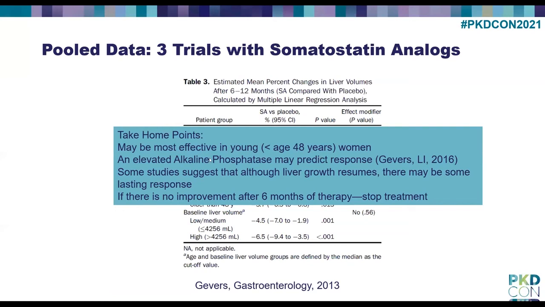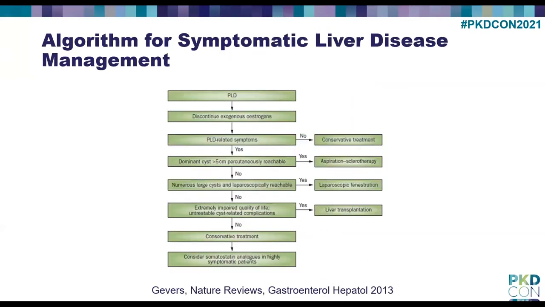One of the blood markers called alkaline phosphatase may predict who responds. So if the alkaline phosphatase is high, that might be a signal that that person is likely to respond to therapy. And then after the drug is stopped, the liver growth resumes, but there may be some lasting response. So that's something really to follow up on. And really for people who are very uncomfortable, who want to try this, we sometimes say, let's try a limited trial of the therapy, and if there's no improvement, stop treatment at that point.